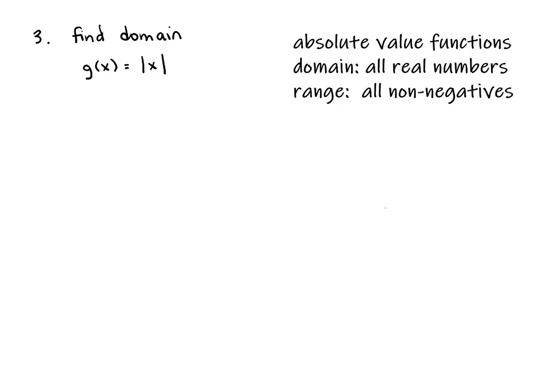The first question is find the domain of an absolute value function. And for absolute values, anything can go inside that absolute value symbol. So the domain is going to be all real numbers. Writing that in interval notation, we would say from -infinity to +infinity, including the endpoints.